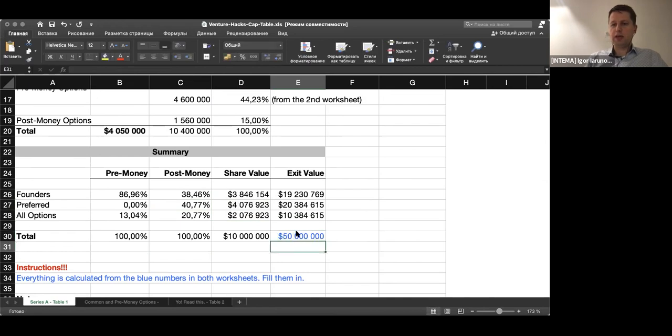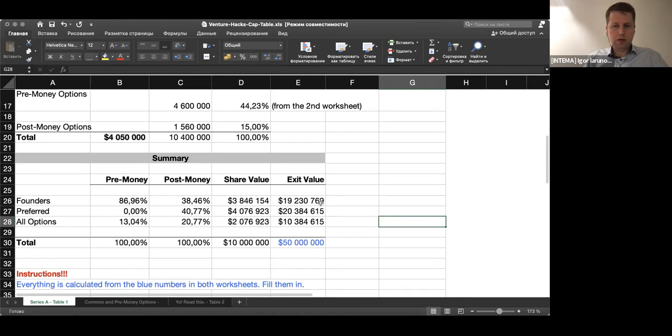For example, we set up exit value of the company as $50 million. So it was 10 before, and after 5 years, we can sell it for 50 million. So we have a multiplication 5x. What happened with our investments? So here we received 5x multiplication. So that's it. Value of the company increased.